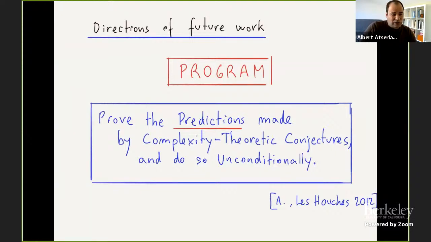So there's a program here that one can put forward, which is that, okay, we have this very big fragment of polynomial time computation. It can do many things. There are certain things it cannot do, like solving systems of linear equations over finite fields. So that it cannot do. But it can do it for characteristic zero, and it can do many other things. So it's a big fragment. And now the program is to prove the predictions that complexity theory conjectures make, but to prove them unconditionally. And by the predictions, I mean that I don't pretend to prove the complexity theoretic conjecture itself, but whatever is predicted by this conjecture.